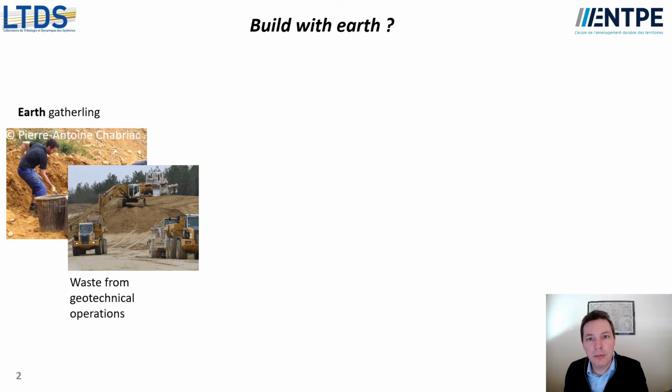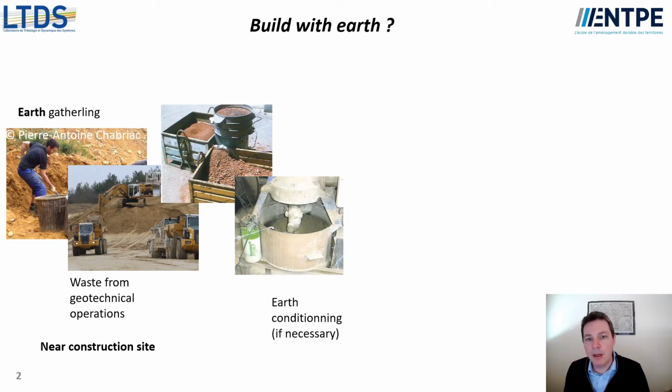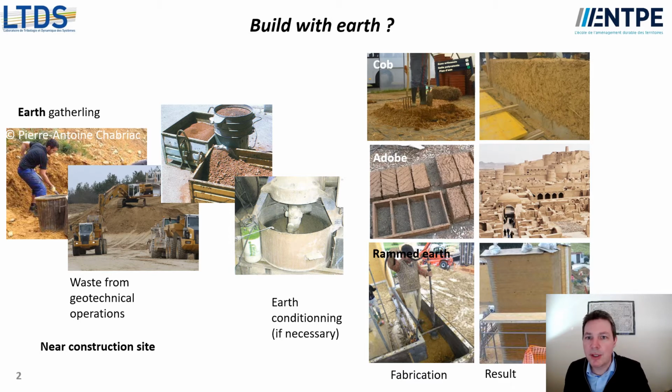So how to build with earth? First we need to have earth covering, if possible near the construction site, and earth is a soil or subsoil that is used raw in order to construct buildings, and whose cohesion is mainly ensured by the presence of clays. After this gathering, we can condition the earth if it's necessary and build the walls using several techniques like cob, adobe, rammed earth, and plenty others.